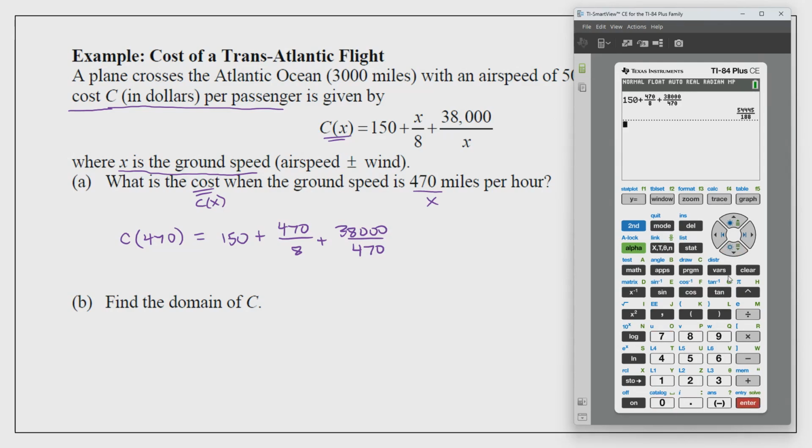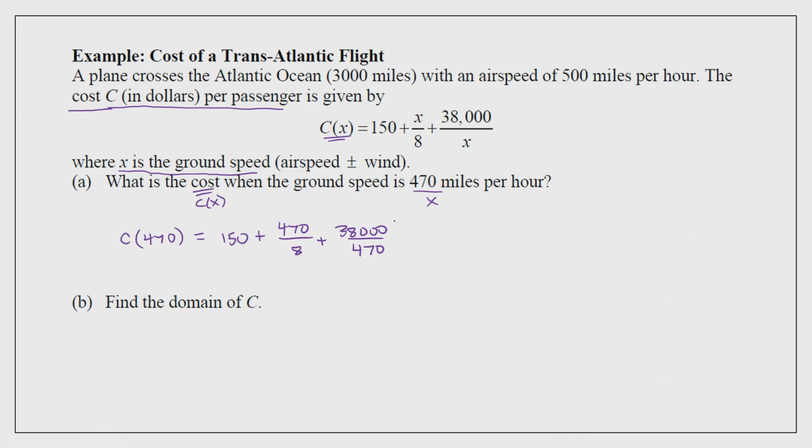And I get a ratio in my calculator, but I want it as a decimal. So I'm going to press math, and I'm going to go down to number 2 decimal so that it can take my previous answer and convert it to a decimal. And so I have this decimal, and I know I'm working with cost. And so when I'm working with money, dollars, I'm going to round to the second decimal place. So this would be $289.60. That would be the cost when the ground speed is 470 miles per hour.